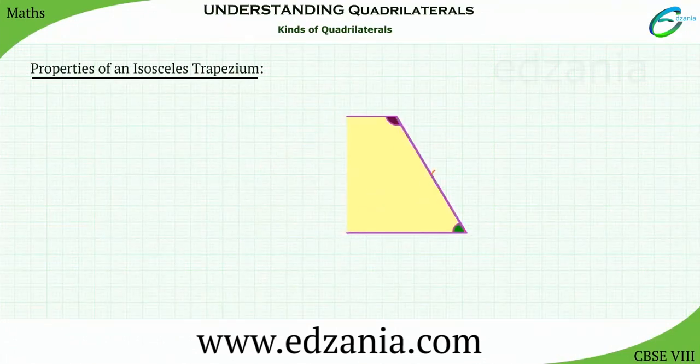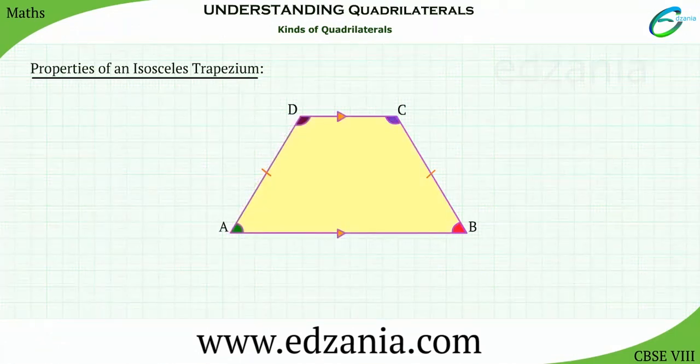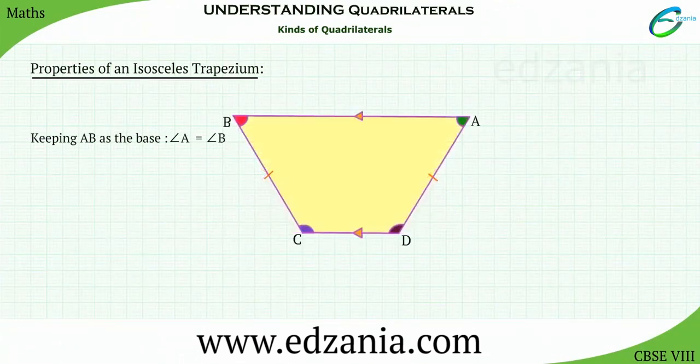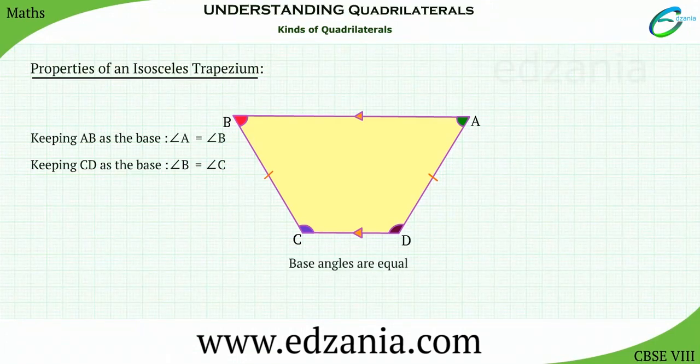On folding the trapezium, angle A will overlap angle B. Likewise, angle D will overlap angle C. Now, angle A and angle B are base angles. If we turn the trapezium 180 degrees, then angle C and angle D will be the base angles. Always the base angles are equal in an isosceles trapezium.